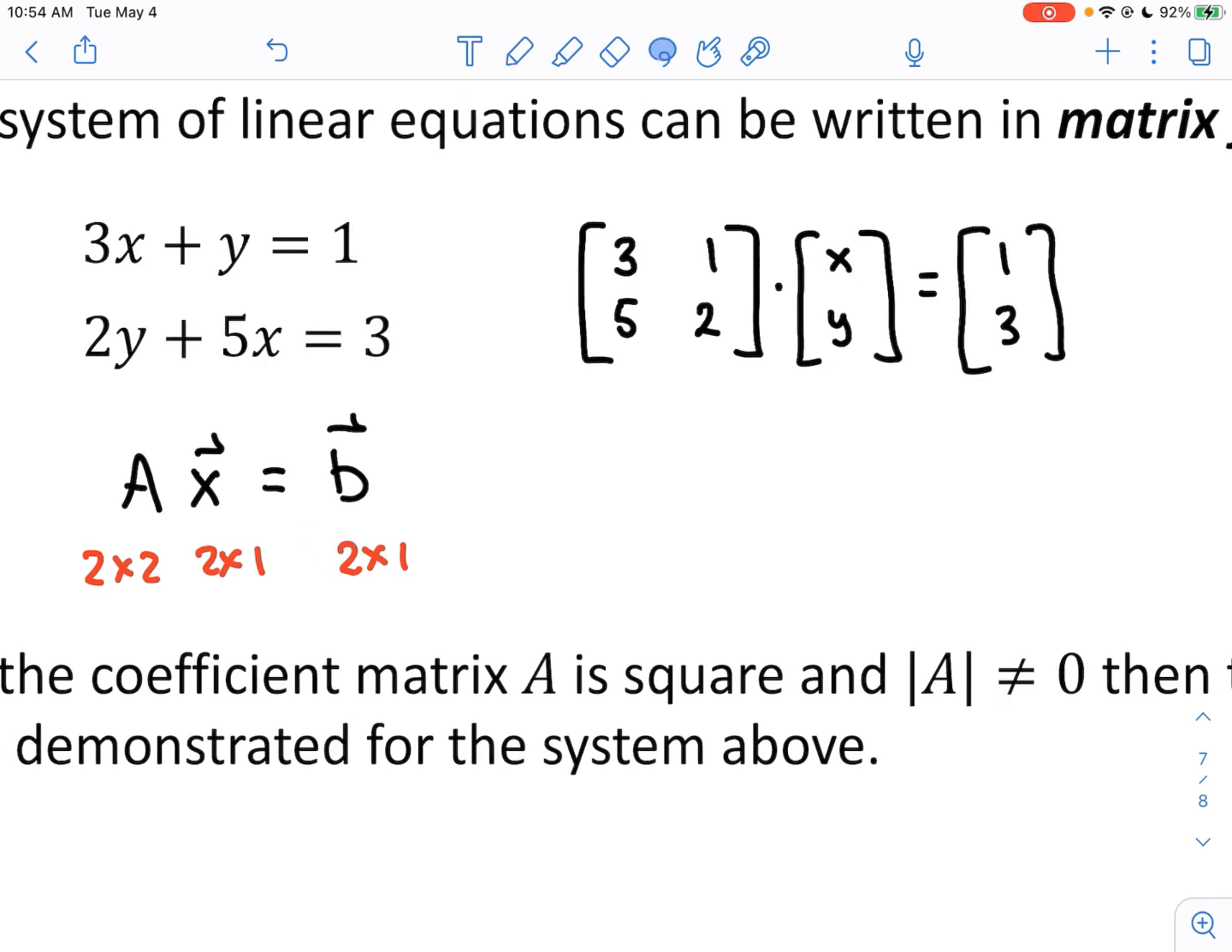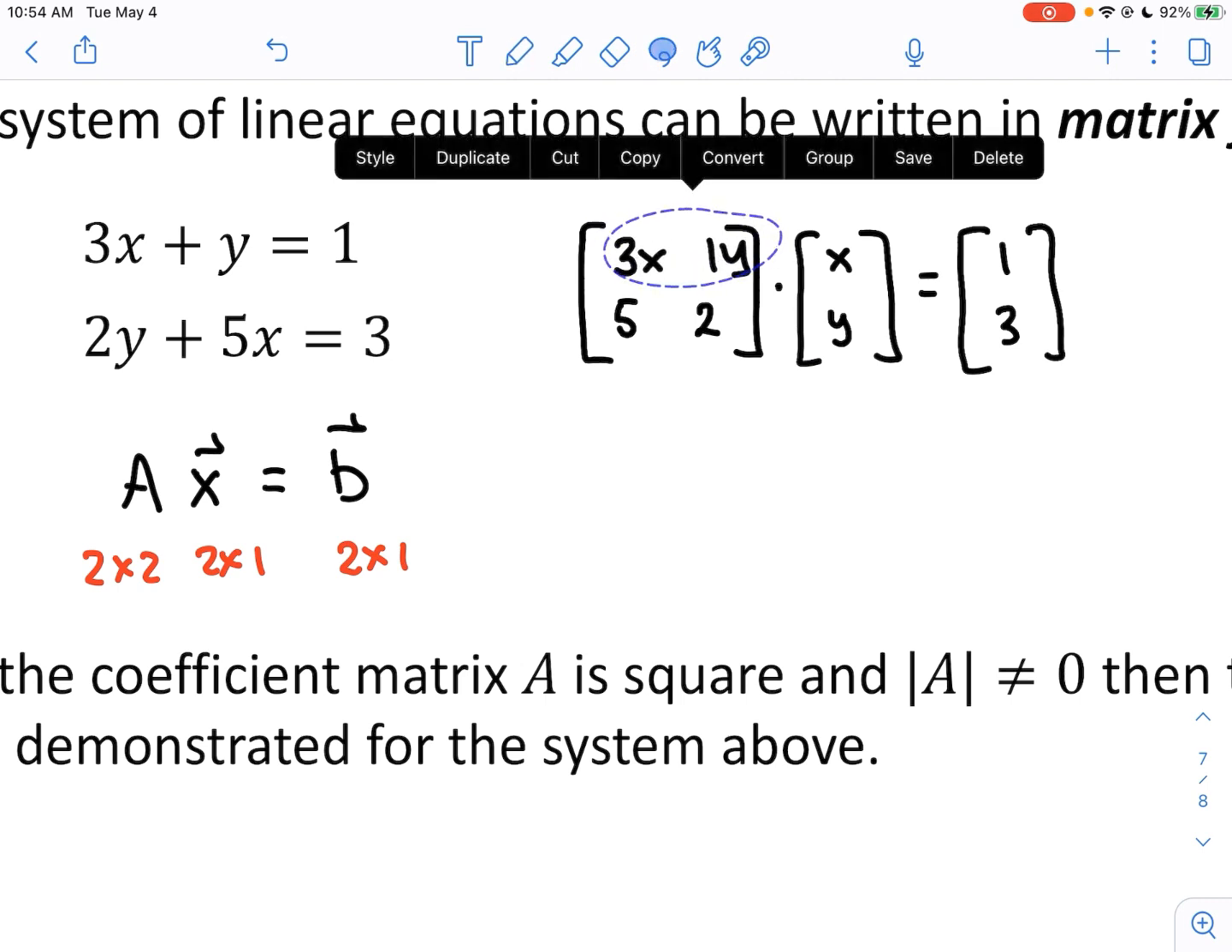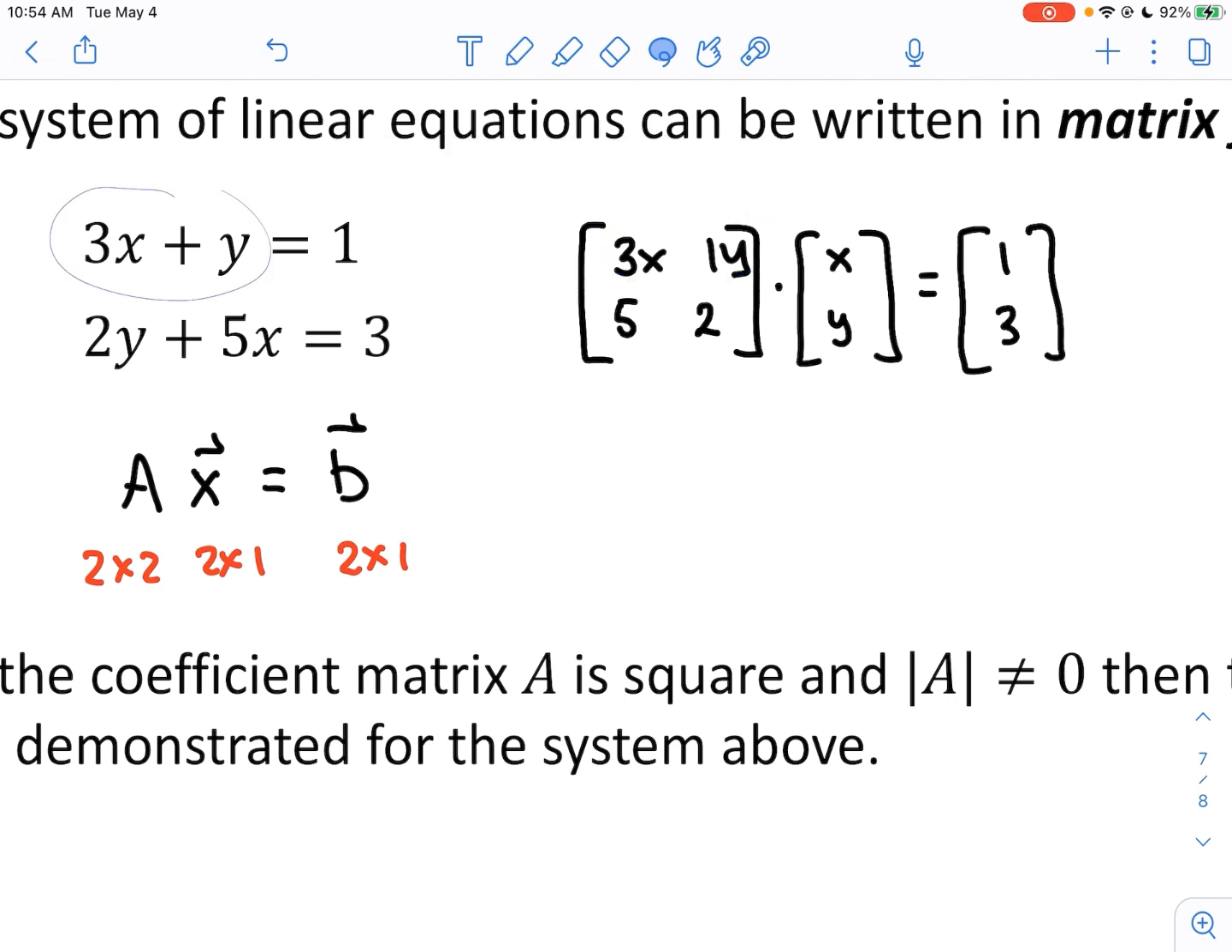Keep in mind what matrix multiplication does. It would take that x y, put it right here and here, and drop it down onto the 3 and 1. So we would say 3x plus 1y, which is exactly what we get right here on this side.